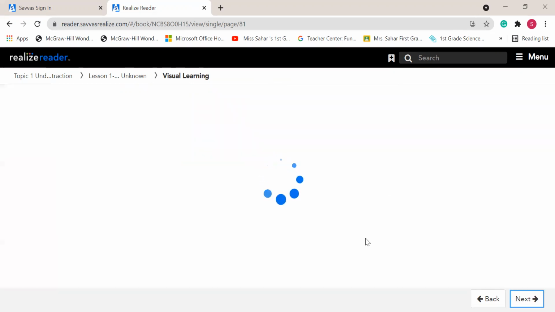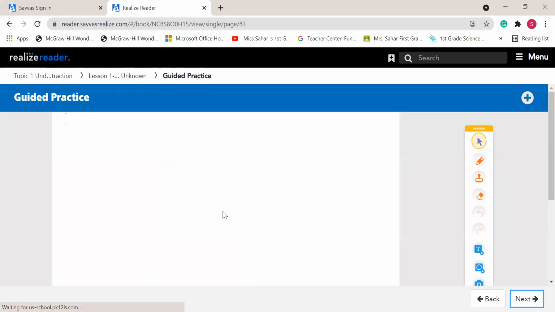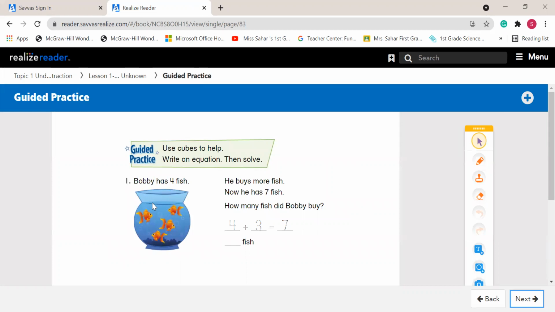All right, so let's see what we have next. Back to your book, page 30. Use cubes to help write an equation, then solve it.